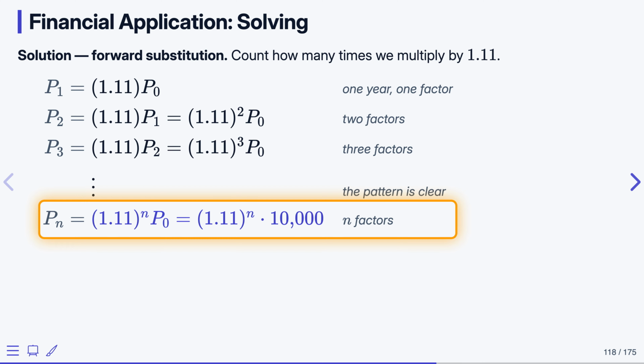After n years, we have multiplied by 1.11 exactly n times. So P sub n is 1.11 to the power n times P sub 0, which is 1.11 to the power n times 10,000. Chapter 5 proves this properly by induction.